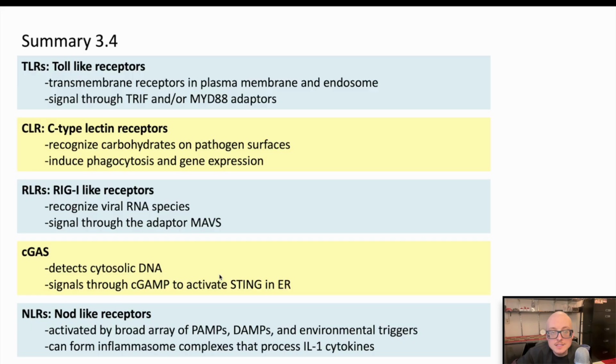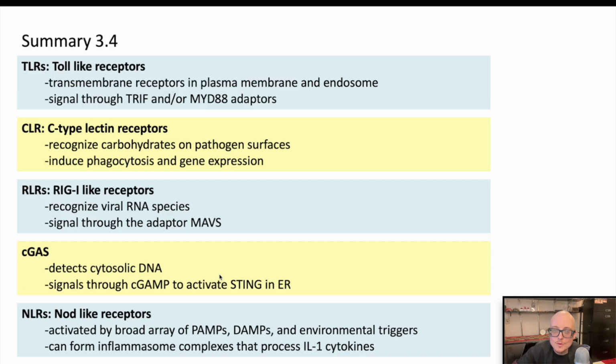Finally, we saw NOD-like receptors, which are very complicated. I gave you sort of a simplified overview of them. A key feature of them is that in addition to recognizing a broad class of PAMPs, they can actually also recognize DAMPs, damage-associated molecular patterns, and other types of environmental triggers. And when they do so, they form inflammasome complexes that accomplish things like the processing of IL-1 family cytokines, as well as the induction of pyroptotic cell death through the cleavage and activation of gasdermin D.